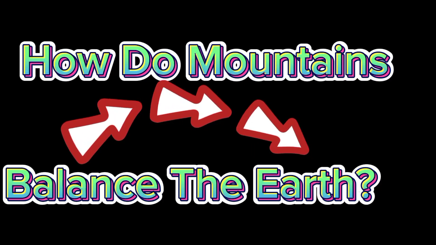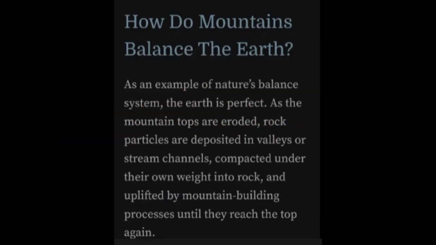How do mountains balance the earth? As an example of nature's balance system, the earth is perfect. As the mountain tops are eroded, rock particles are deposited in valleys or stream channels, compacted under their own weight into rock and uplifted by mountain building processes until they reach the top again.